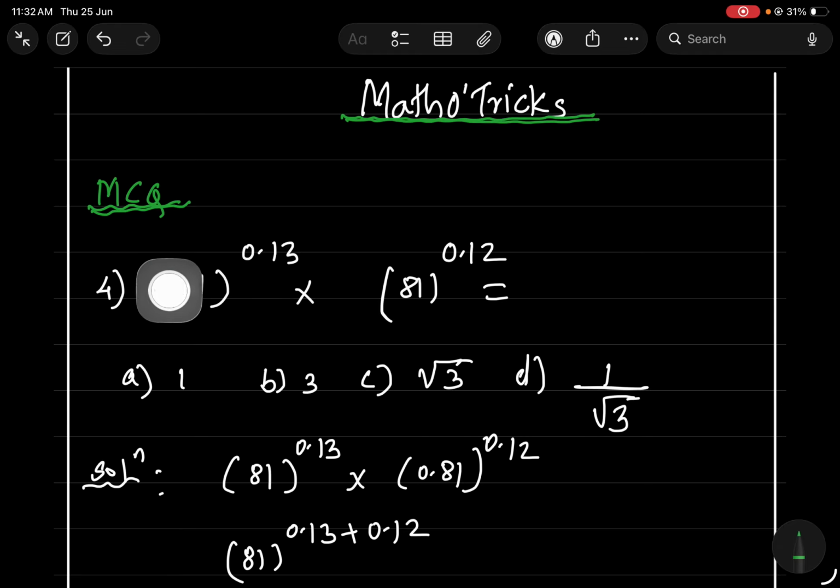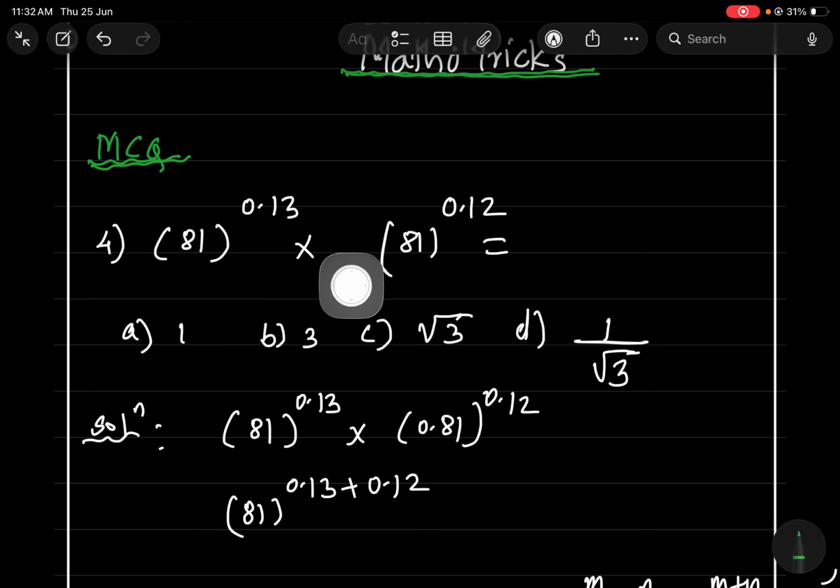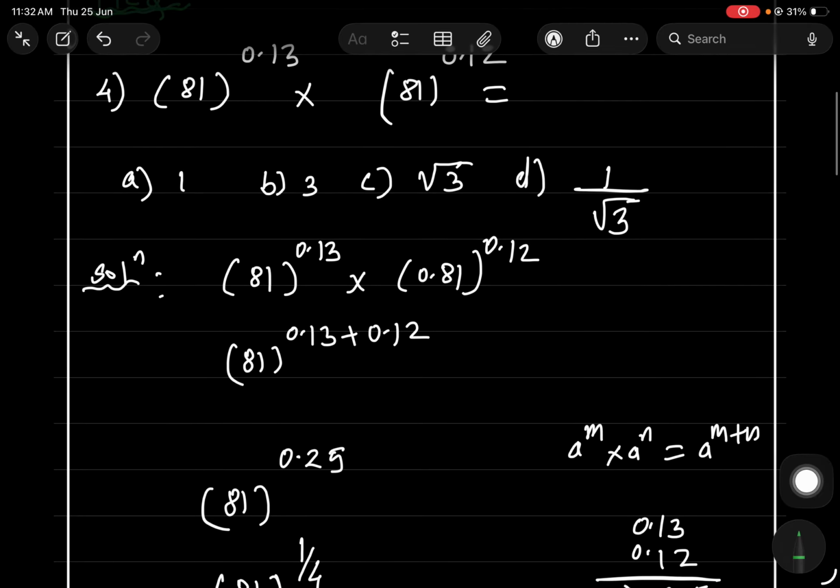In this video, we'll continue the MCQs. Now the fourth: 81 raised to 0.13 into 81 raised to 0.12 equal to. So it is very simple. Here the base is the same and multiplication is there. Base, then the first law that we studied: if the base is the same and multiplication is there, we have to add the index. Now see here, we use this law.